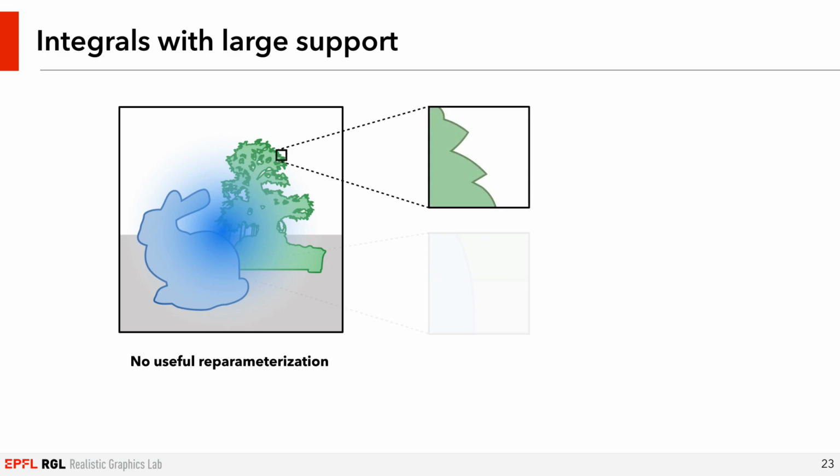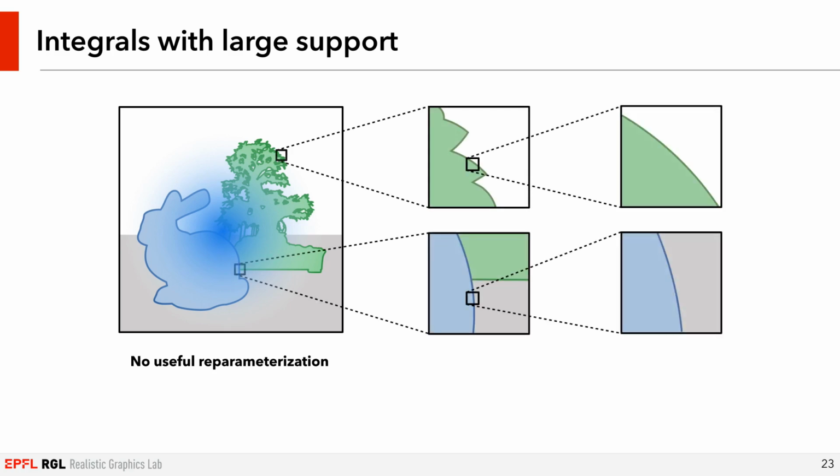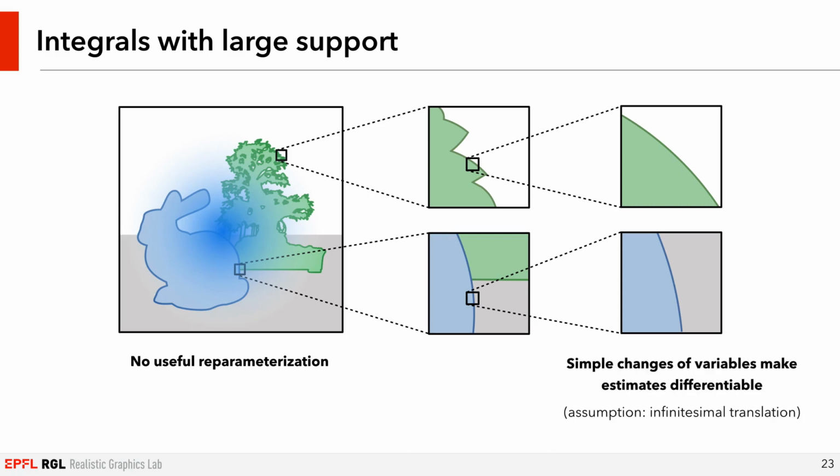But if we zoom in on this integrand, things of course become simpler. And if we zoom in enough, almost everywhere we are looking at the boundary of a single object, and in this case we can make the integrand locally differentiable with some assumptions that we discuss in the paper. So what we need is a way to control the scale at which we apply our changes of variables.